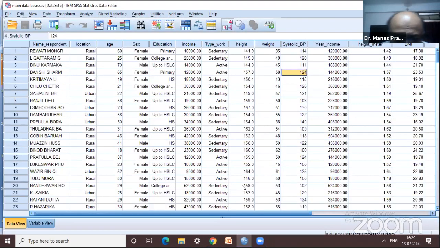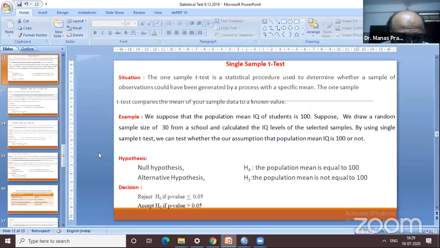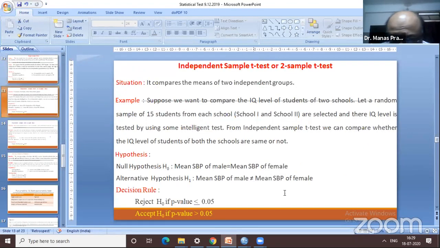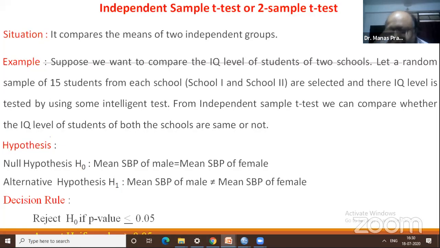Now I will go for the two sample t-test, the second one. This one is most widely used. In most situations, this can be used. It is the independent sample t-test or two sample t-test. Independent means non-overlapping. Suppose I want to compare two groups of people.